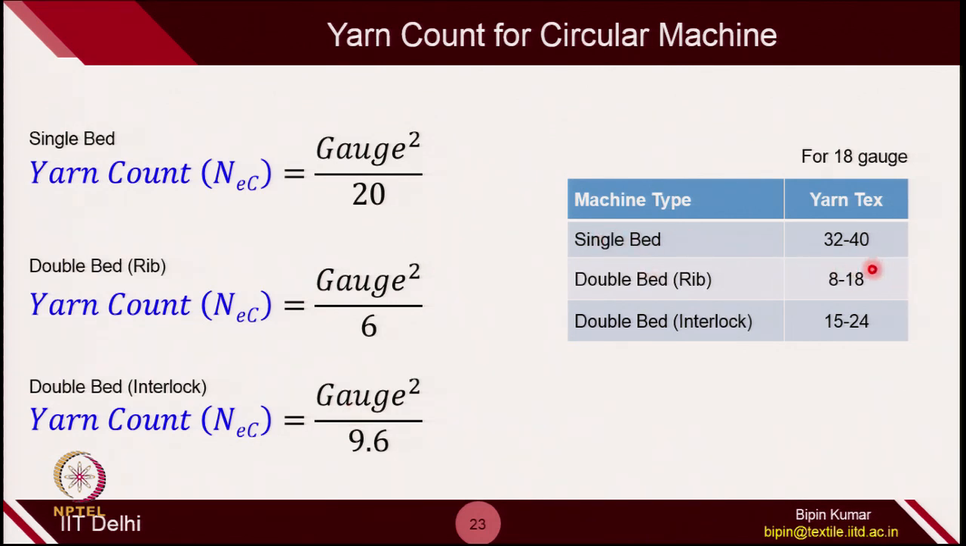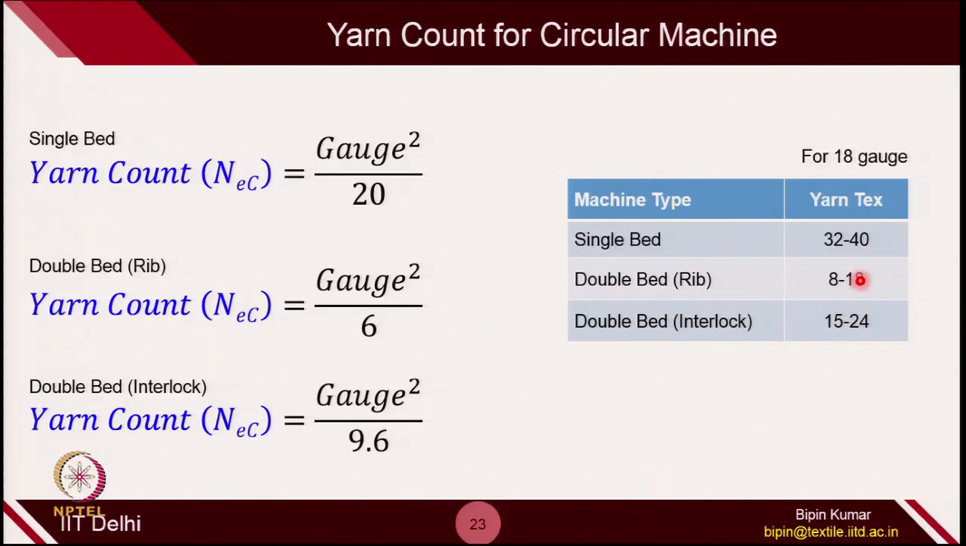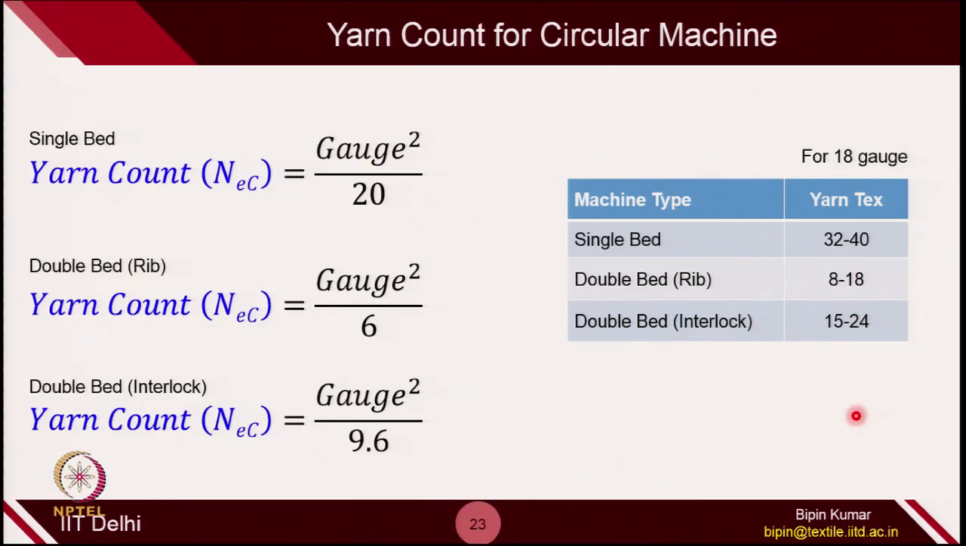So, for single bed you can play with 32 to 40, and for double bed the yarn tex which you can use is 8 to 18 for the same 18 gauge. For the double bed, please remember 18 gauge is the gauge for both. On the cylinder, needles are placed 18 needles per inch, as well as on the dial, 18 needles per inch. For rib, the yarn tex is lower, and in interlock machine you can see 15 to 24. So, again, based on the machine type and the gauge, the yarn count is different for different beds.